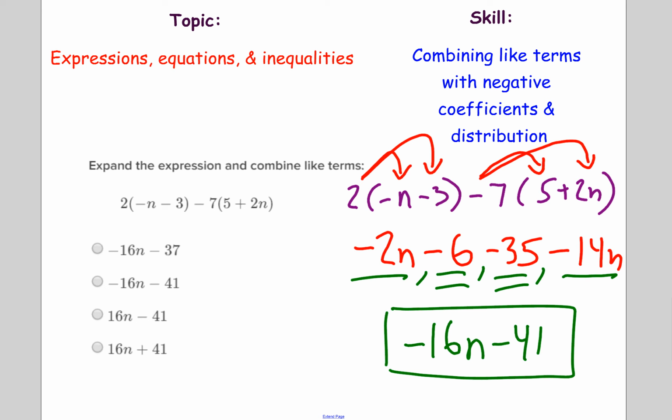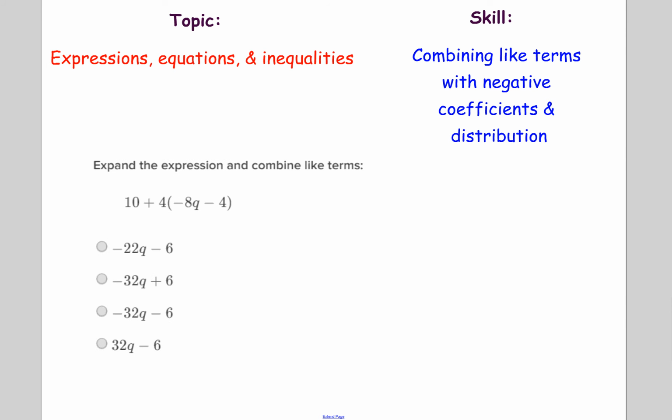Eventually we're going to be solving equations. Would you rather solve an equation that has this, or would you rather look at it like this? I think you're going to say this right here. See where my little star thing is moving. So negative 16n minus 41, that's the expression that matches it. Let's go to the next one.